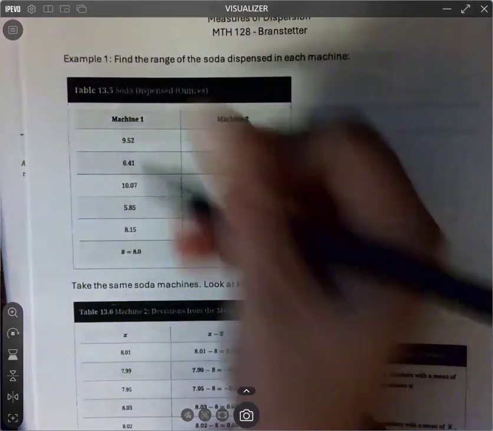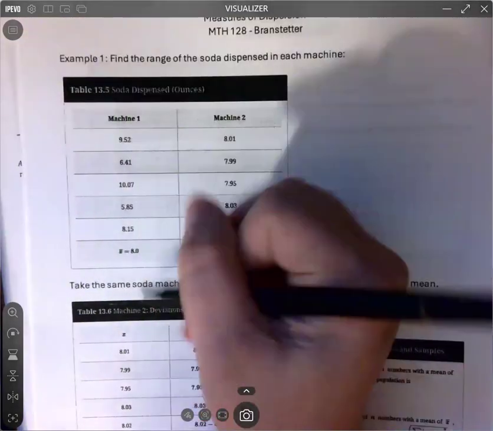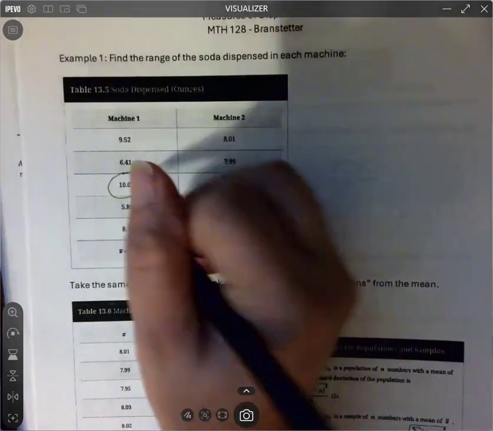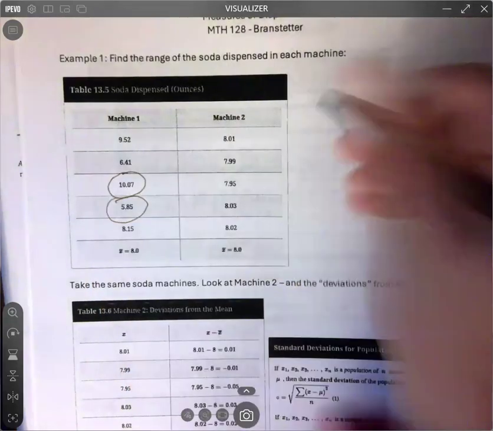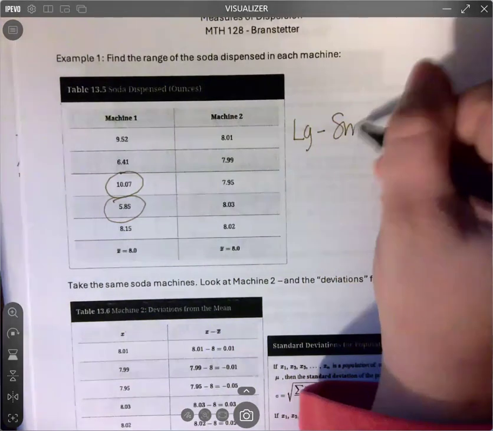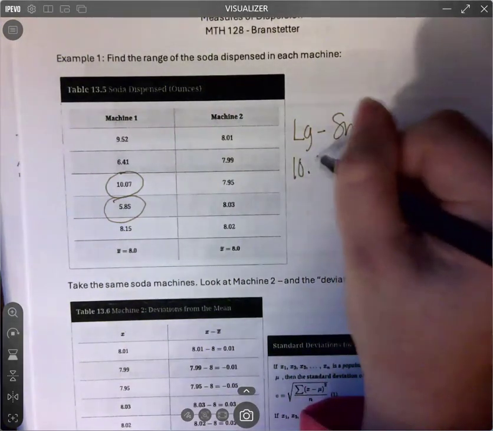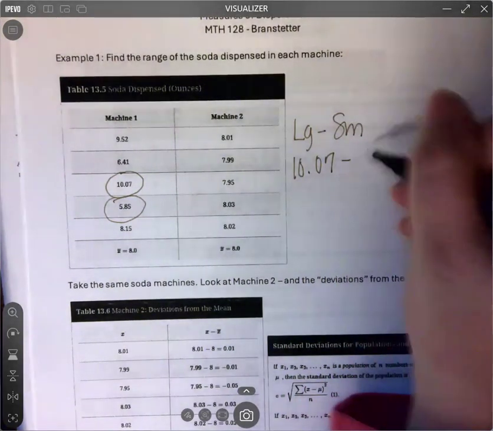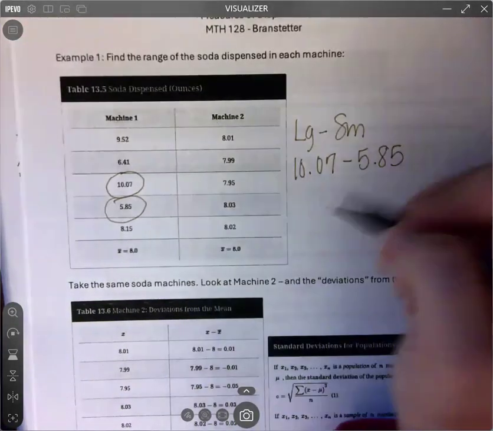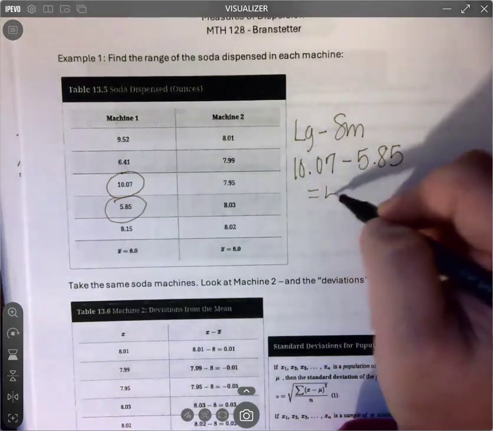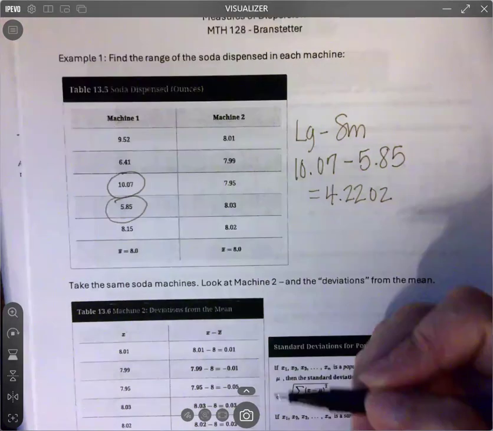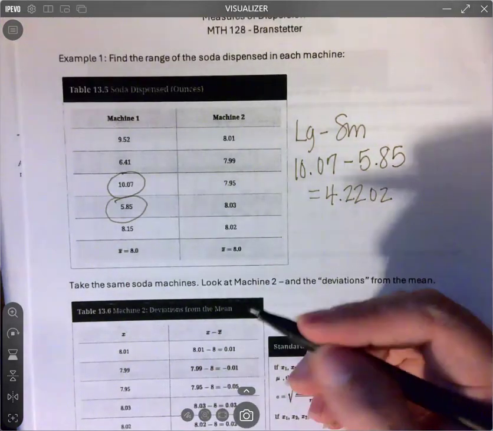So we're going to look in machine 1, this first column, and find our largest number and our smallest number. So our largest number minus our smallest is 10.07 minus 5.85, which gives us 4.22 ounces. Go ahead and look at machine 2.